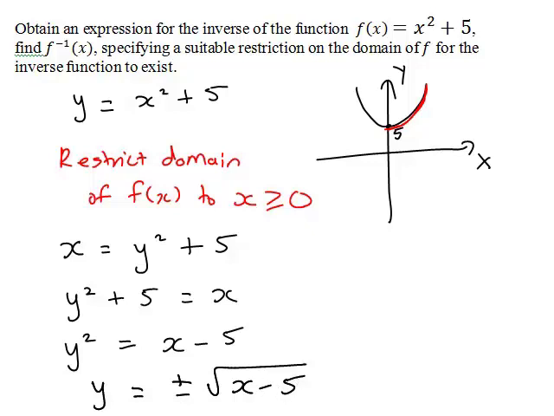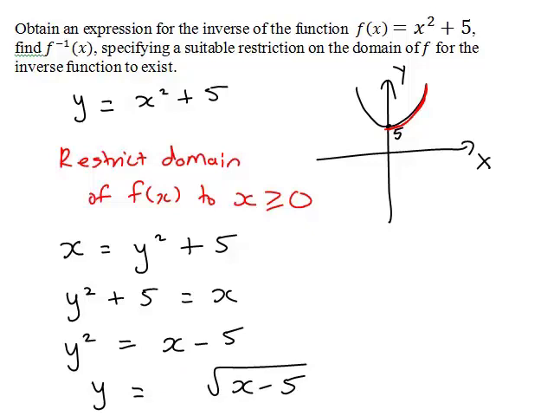But how do we decide which branch of this is actually the inverse function that we require? And this is where the property that the restricted domain of f of x will be the range of the inverse function comes in handy, because we restricted the domain of f of x to be x greater than or equal to 0. That means for the inverse function, the values of y taken by the inverse function must be greater than or equal to 0. Which means the square root here will always be positive, so it must be the positive branch of this, and we would reject the negative alternative.